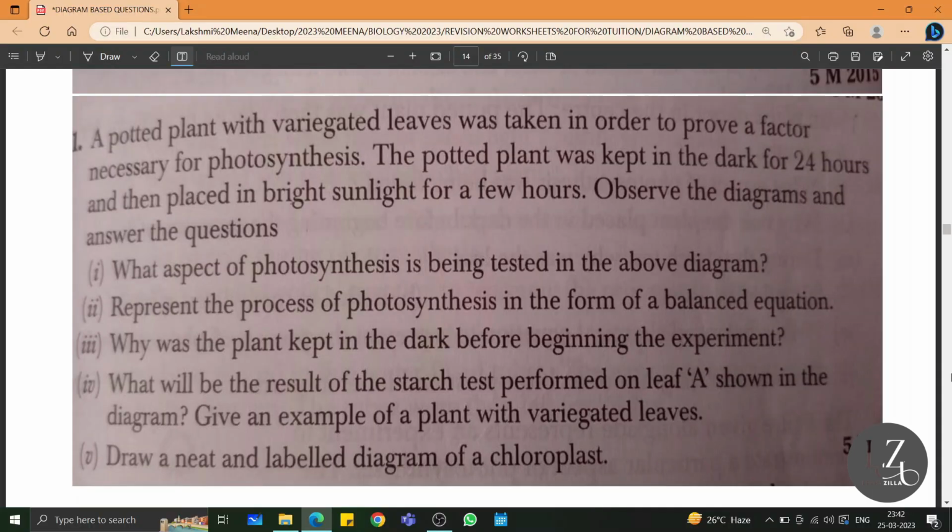Let's see another important question from photosynthesis chapter. A potted plant with variegated leaves was taken in order to prove a factor necessary for photosynthesis. Variegated leaves means leaves with different colors like green, yellow. The potted plant was kept in the dark for 24 hours and then placed in bright sunlight for a few hours. Observe the diagrams and answer the questions.